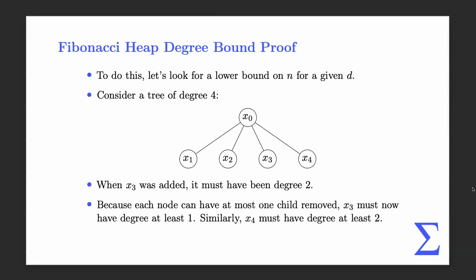So x3 must now have degree at least one, right? Because it was two and now it's one. It could be one or two, but at least one. And x4 is at least two, because when it merged with the subtree of 0, 1, 2, and 3, there were 3. And in general, the ith child must have degree at least i minus 2.